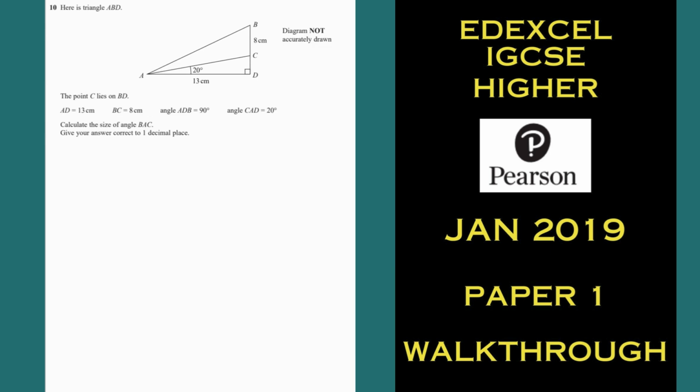Number 10. When you've got some SOHCAHTOA type things looking at you, or whether it's overlapping triangles, or whether it's 3D trigonometry, I do prefer to split them up.